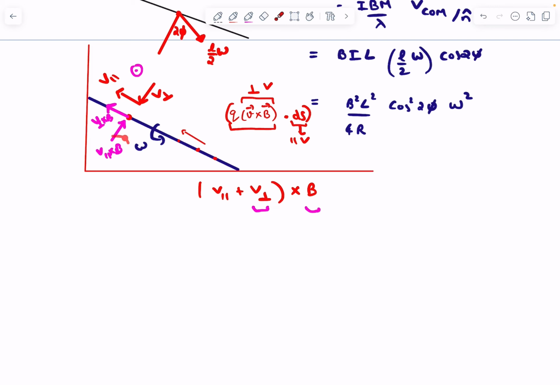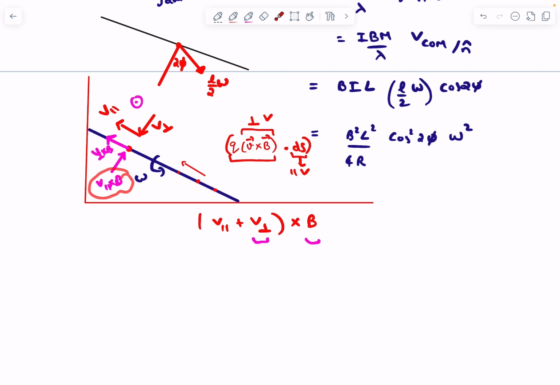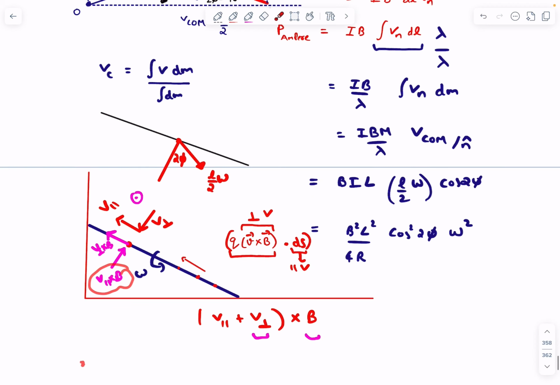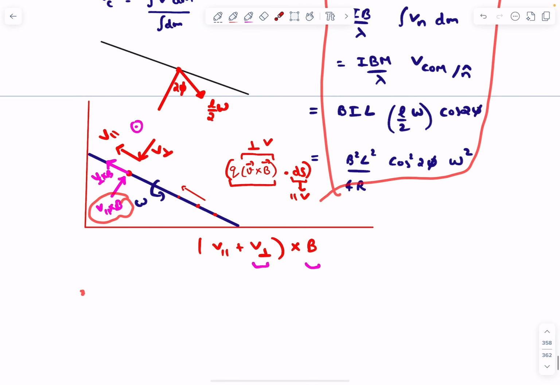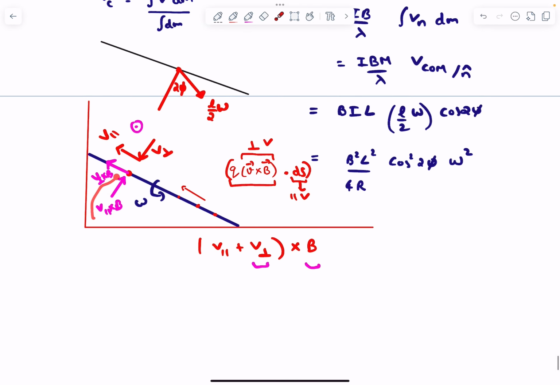Okay, now if you calculate the total Lorentz force acting on the entire rod, this V parallel cross B thing becomes our Ampere force. And this V perpendicular cross B will be the force that generates our motional EMF. Now, if you observe, we've calculated the power due to this Ampere force. So basically all this complicated math that we did for the Ampere force was the power of this component, this V parallel cross B component that is perpendicular to the rod.